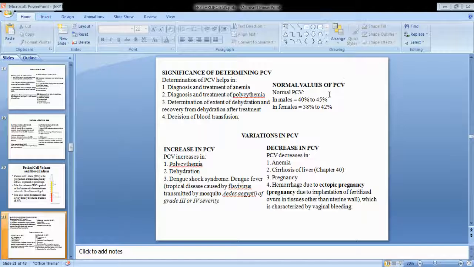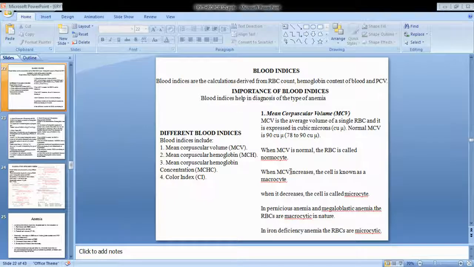So the normal PCV: 40 to 45% in males and 38 to 42% for females. The PCV value may decrease during anemia, with fewer RBC. So the percentage decreases. Cirrhosis of the liver, pregnancy, hemorrhage. So during these conditions, the PCV may decrease.